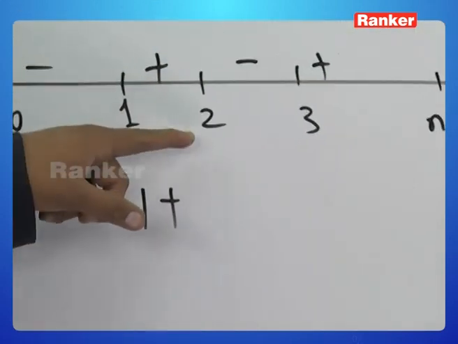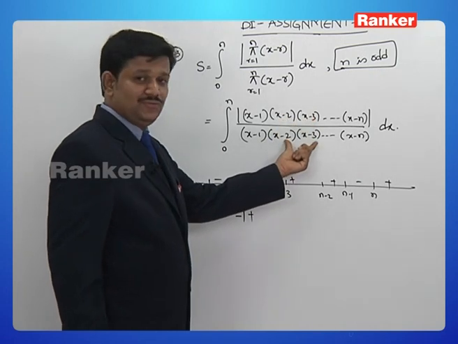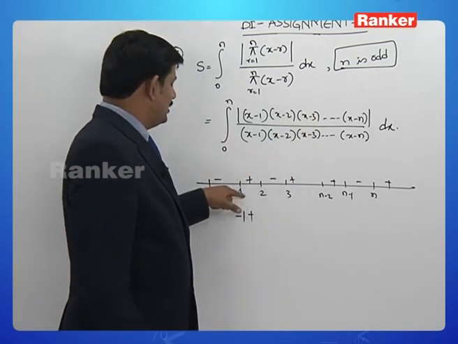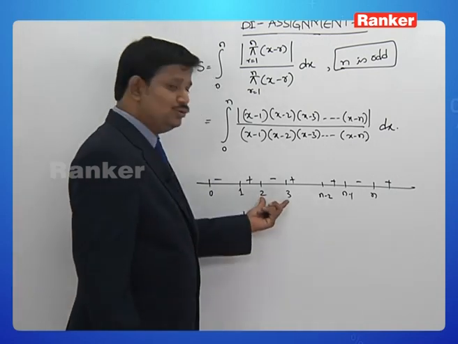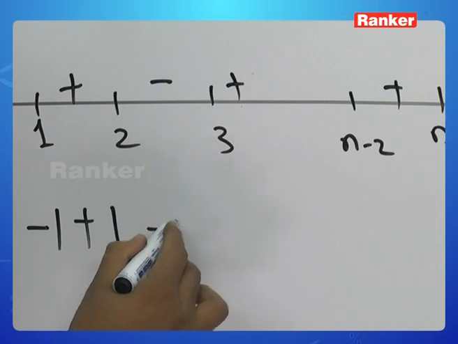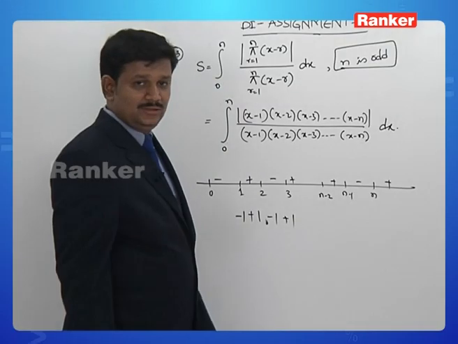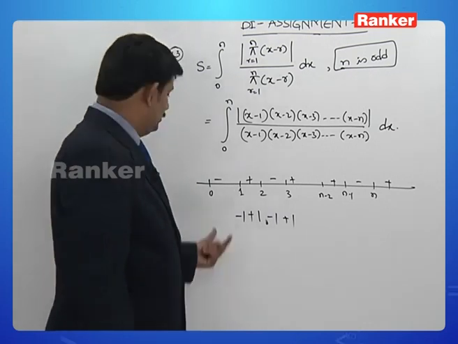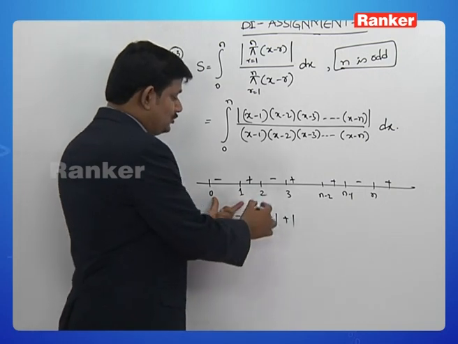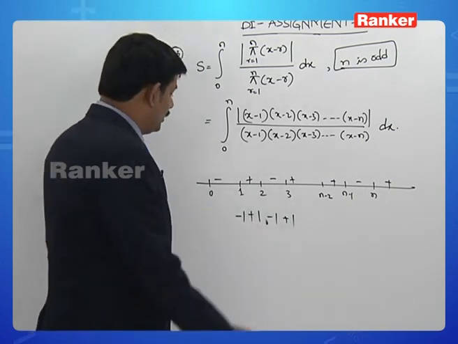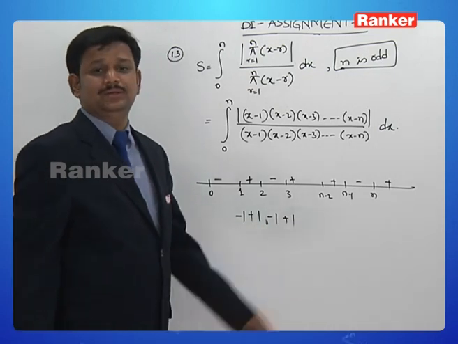to 2. Between 1 and 2, f of x is positive, so mod f of x by f of x is 1, and the integral of 1 from 1 to 2 is 1, plus the integral from 2 to 3, which is minus 1, and from 3 to 4 it will be plus 1, and so on. So, from 0 to 1, from 1 to 2, from 2 to 3, and so on, every alternate interval we have minus 1 and plus 1.